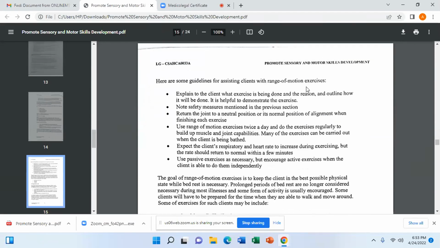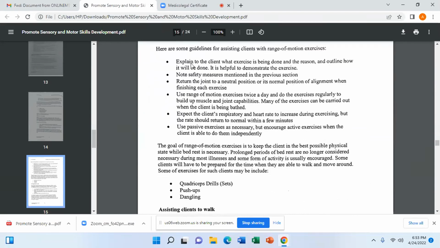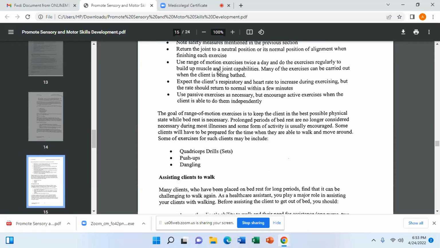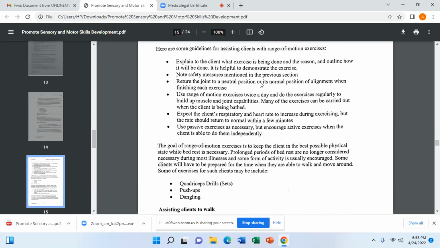And then there are some certain guidelines for assisting clients with range of motion. One is explain to the client exactly what the exercise is about and show them how it's done so that it can help them to do it properly, and note safety measures that would be needed. Return the joint to its neutral position. So if the person's arm was to the side, don't leave the person's arm up in the air, right? Or behind the back of their head.